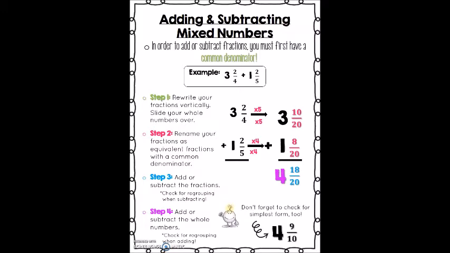Now don't forget, I can always check for simplest form. I remember that 18/20 in simplest form was 9/10, so I could also rewrite this sum as 4 and 9/10. Let's take a look at a couple more examples together.